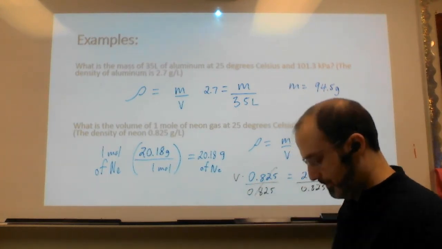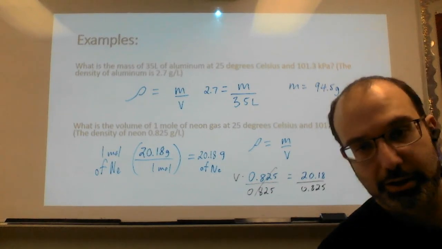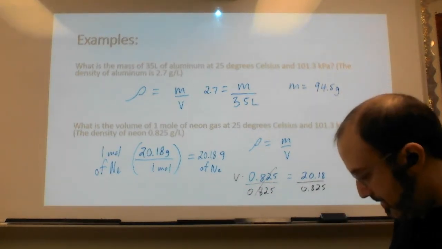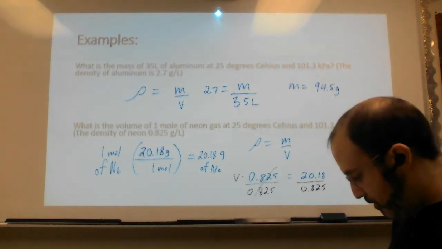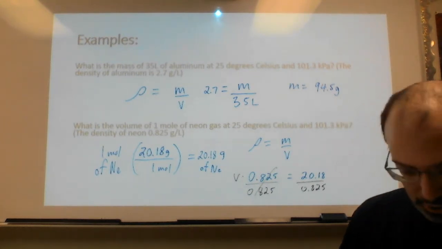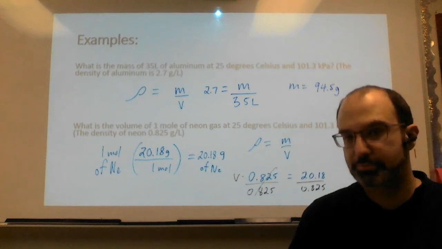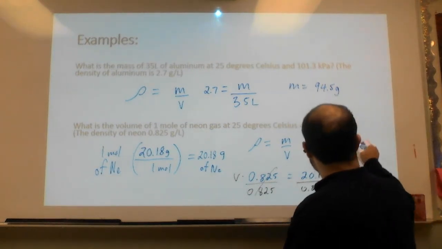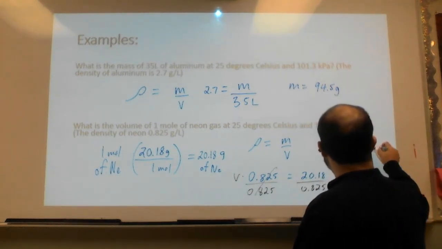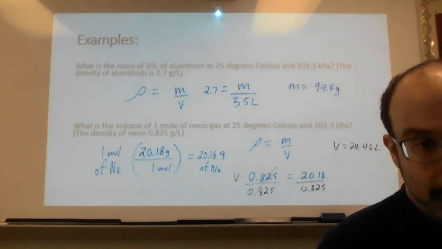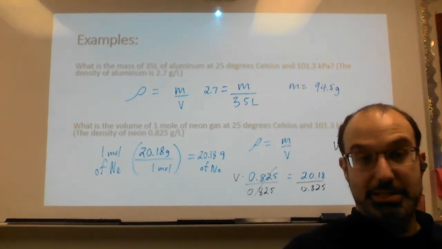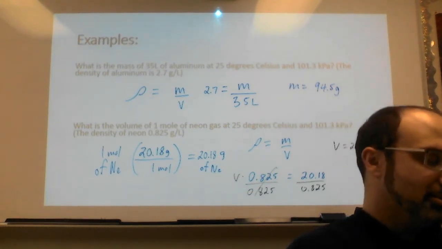Those two cancel. And I plug that all into my trusty calculator, and I get 20.18 divided by 0.825. I get 24.46. Volume equals 24.46 liters. There we go. Density calculations are pretty easy, especially compared to all the other stuff that we've done so far.